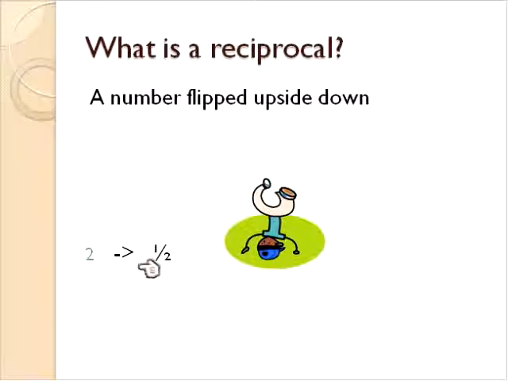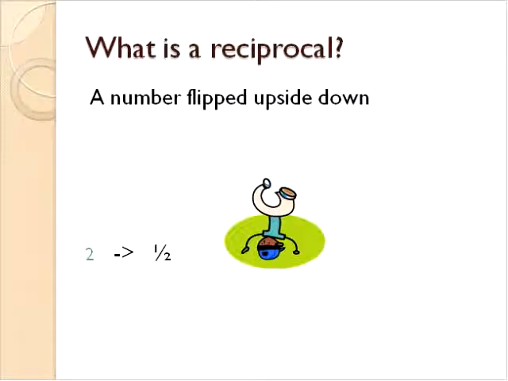A reciprocal, and that's a little arrow there, means that you flip the number upside down. So if you have 2, it would flip over and become 1 over 2. Okay, if you had 3, it would become 1 over 3. We're just essentially making fractions out of things. We're flipping them upside down. That's what a reciprocal is.